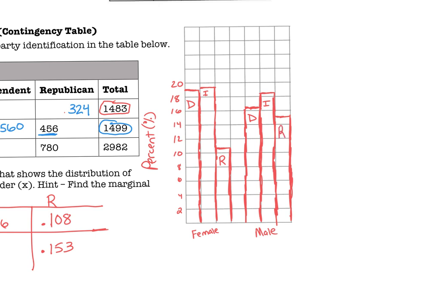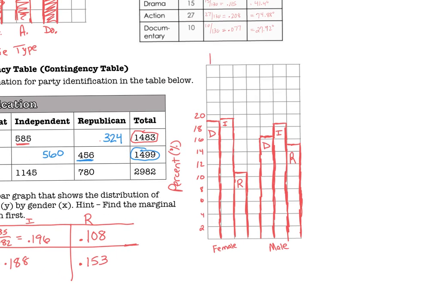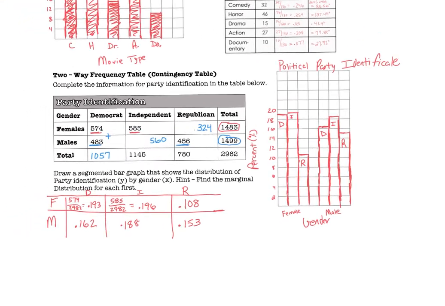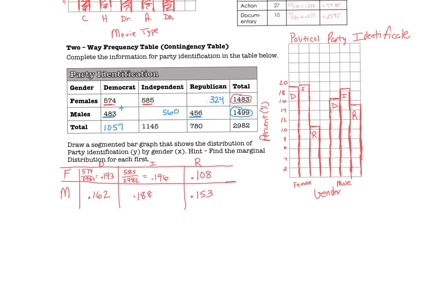Okay. And again, I need to give my graph a title. This was party identification or political party identification. And I'm going to label this down here gender, which everybody knows male and female is talking about gender. So again, when you're asked to do a segmented bar graph, it usually helps to make them into relative frequencies or percentages and then go from there.